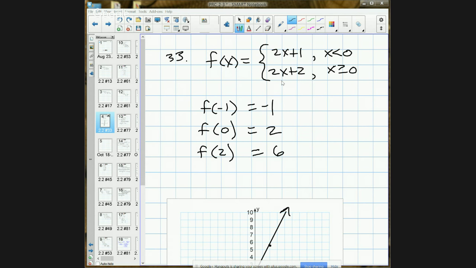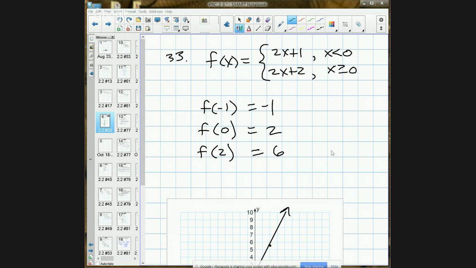The directions in that part were: evaluate the function at each of the specified values of independent variables, and if possible, simplify. So this is one of those piecewise functions where we have two parts to the function defined up at the top there. When x is less than 0, then the formula is 2x plus 1. When x is greater than or equal to 0, then use the formula 2x plus 2. And the book asked us to find the following three: f of -1, f of 0, and f of 2.